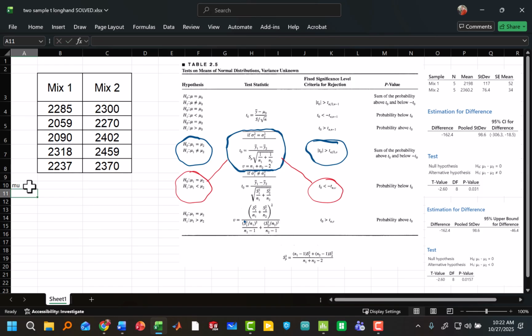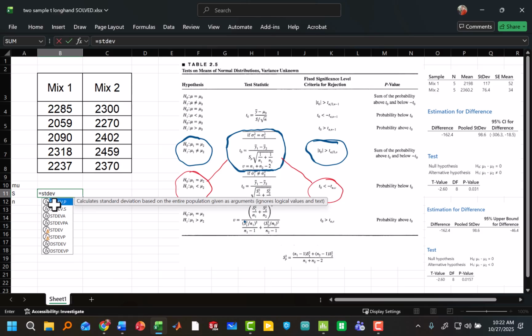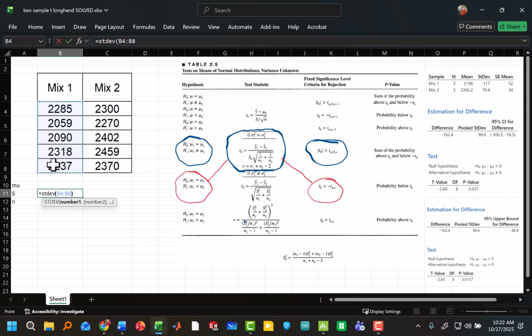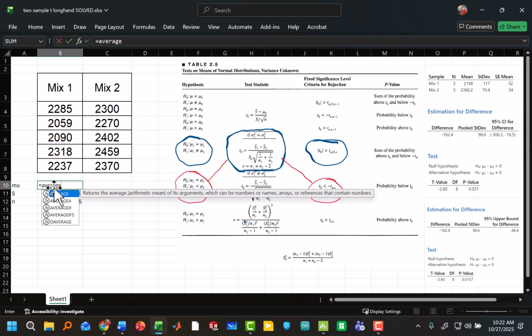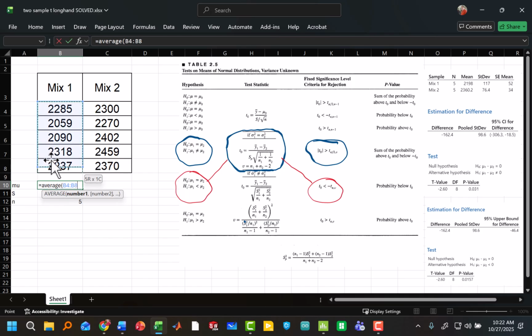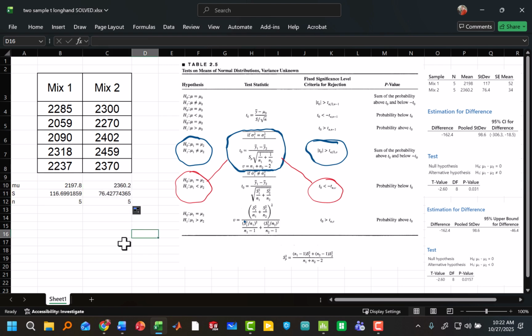So I'm just going to get started here. We're going to need to know the mean, standard deviation, and sample size for each. Obviously, we could just put in a 5 here, but just to avoid mistakes, I'll use count for the sample size. We'll use the STDEV function for the standard deviation and the average function for the mean. And just copy those over for sample 1 versus sample 2. So there's some of our summary statistics.